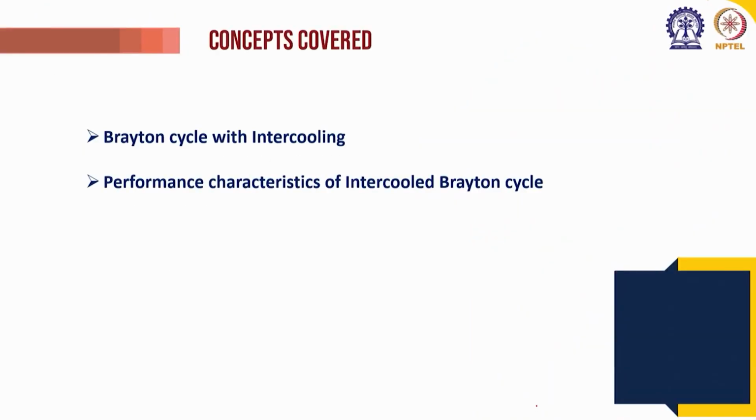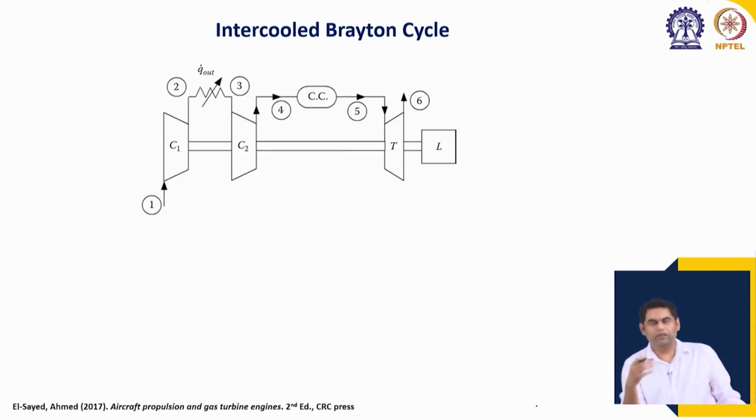So, the concepts that will be covered are what is the Brayton cycle with intercooling, or the simple gas turbine cycle combined with intercooling, as well as what are the optimal conditions and performance, and how to calculate the performance characteristics of this intercooled Brayton cycle. We will also find the optimum condition for which we get the maximum work output from the cycle.